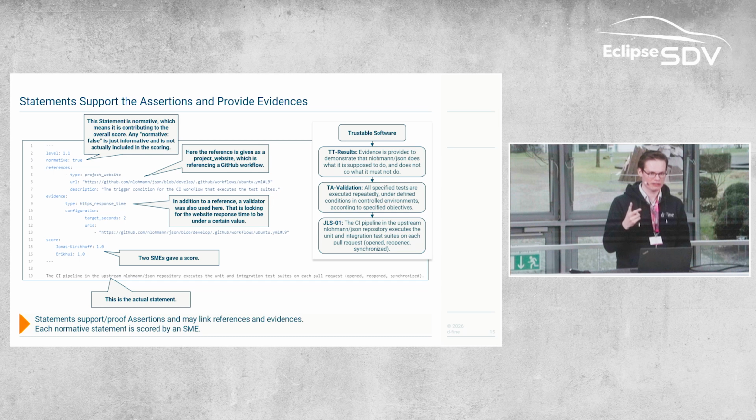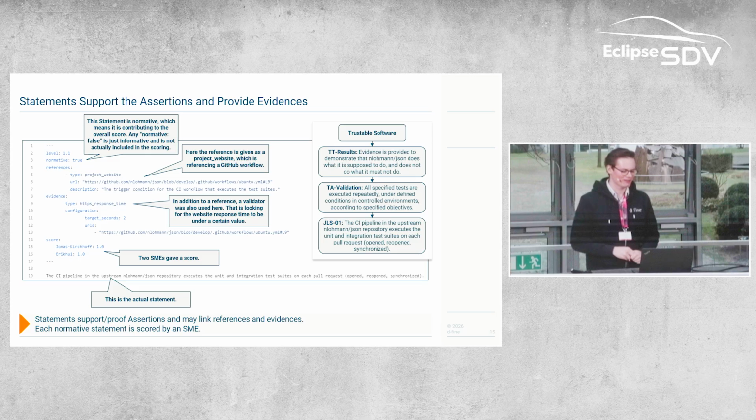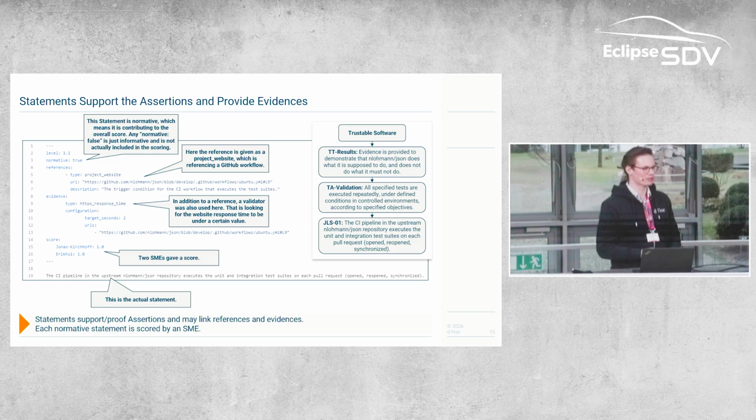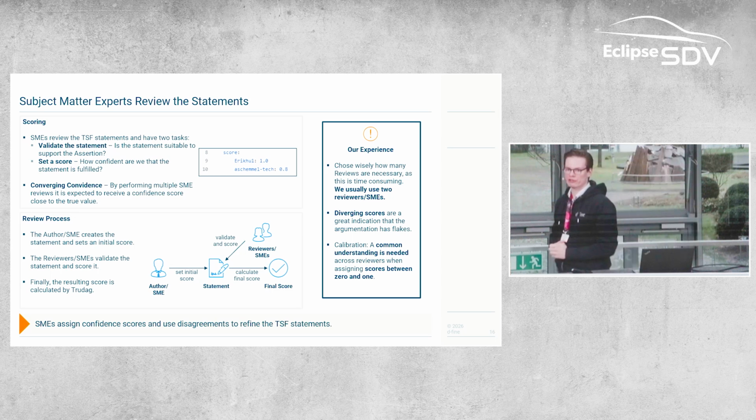Two things that I will come in by now that are very important are the scoring. We want to retrieve an overall score. So you have subject matter experts assigning values for this statement. How confident are we this is actually true? And you have this decision to take: is this a normative statement or is it not? If it is normative, then it will go into the final score. If it is not, then it's just some info. And scoring is one of the main parts within the process.